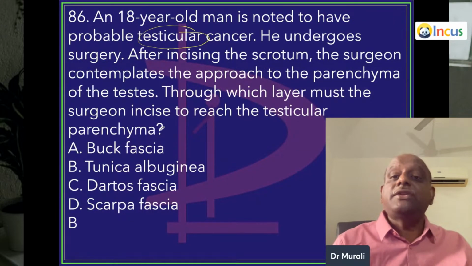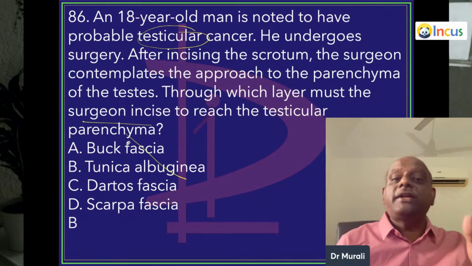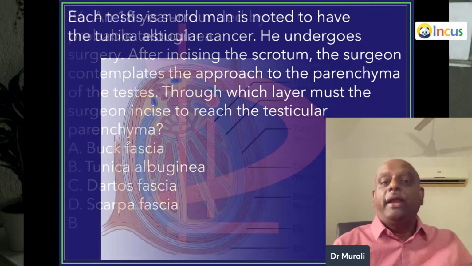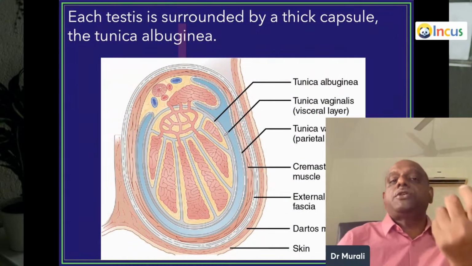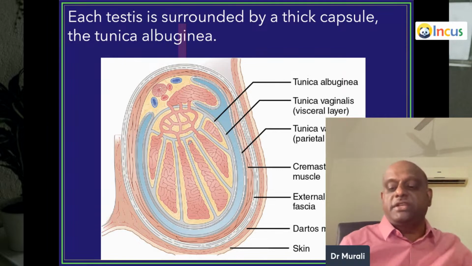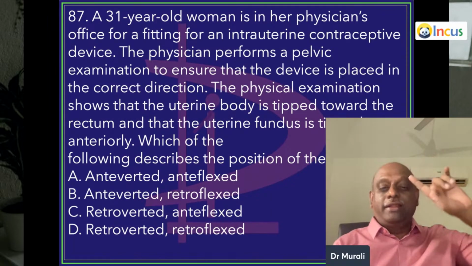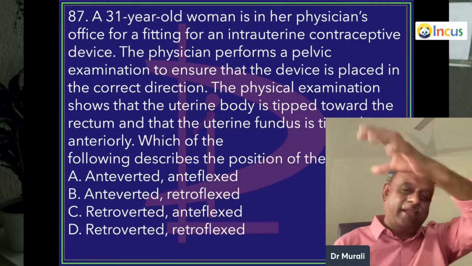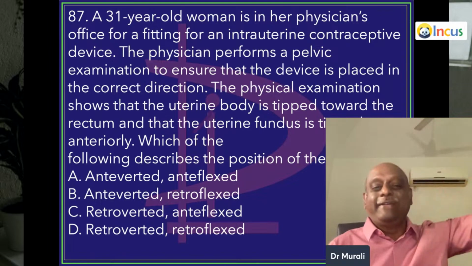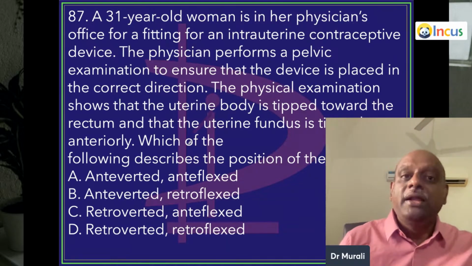An 18-year-old has testicular cancer. What is that layer that surgeon incised to reach the testicular parenchyma? It is the tunica albuginea. It is a thick capsule which is surrounding each testis, is what you need to remember. It is like the Rajgarh and Pratapgarh fort of Shivaji, like the wall, tunica albuginea is surrounding the testis.